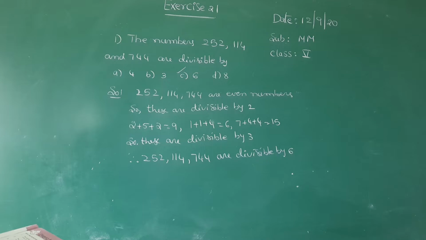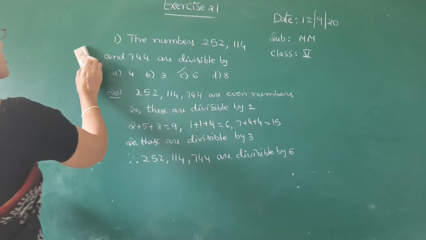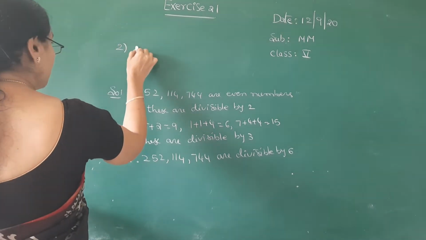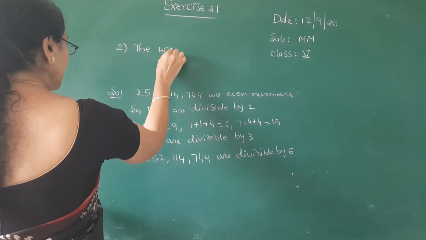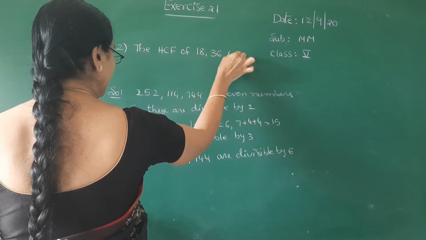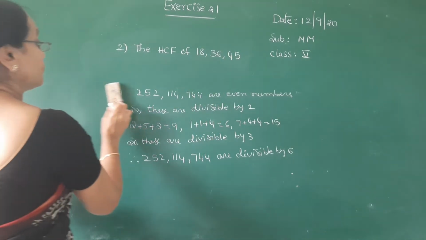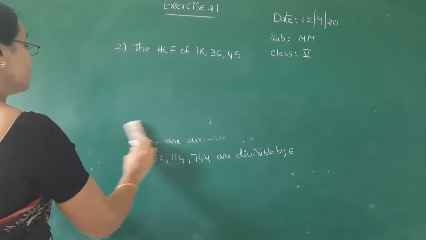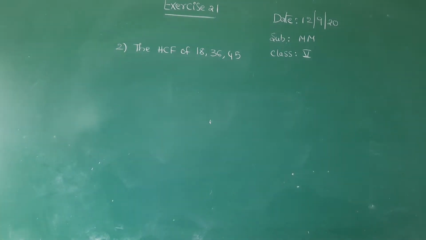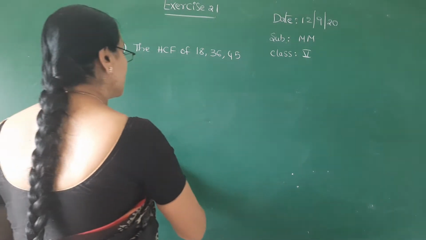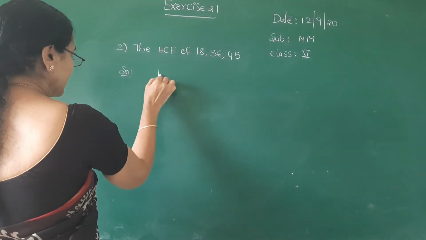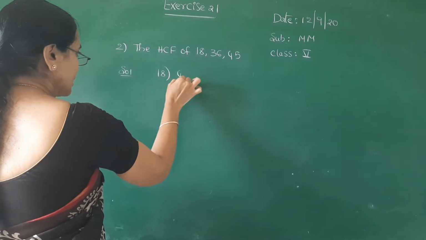See the next problem. They are asking to find HCF. Second problem is the HCF of 18, 36, 45. Already you did in 4th class how to find HCF. So here they have given three numbers. You have to use the division method. From these three, you have to select the smallest one as a divisor and the greatest as a dividend.